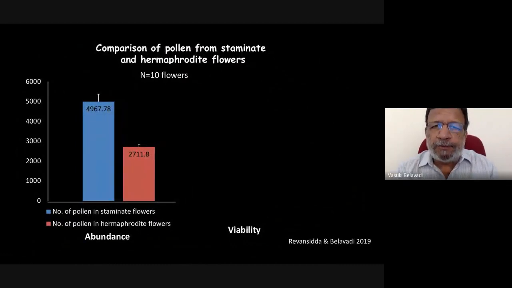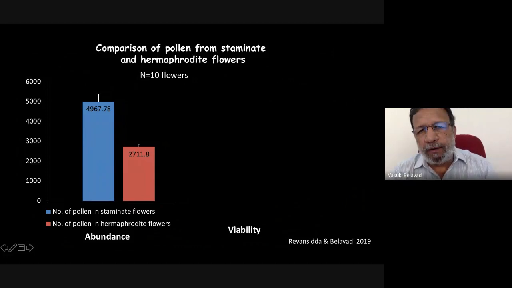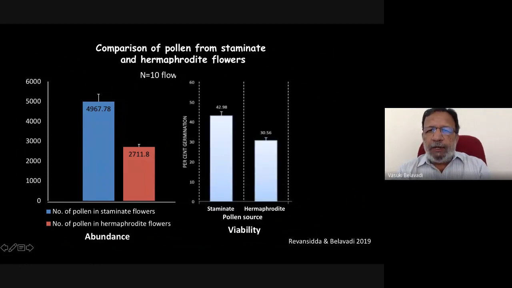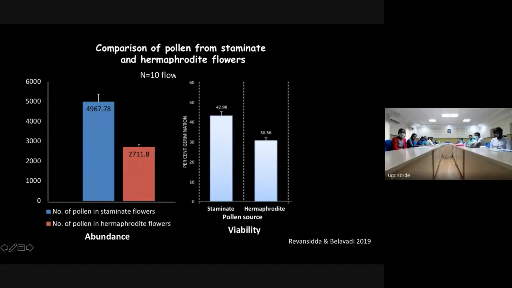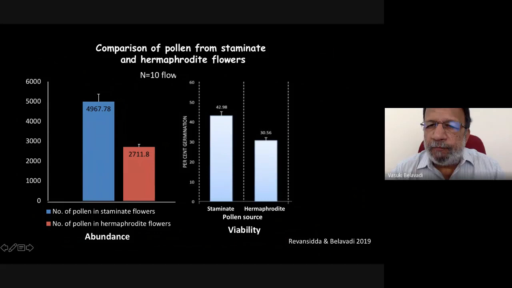When you compare the pollen from staminate and hermaphrodite flowers, in terms of abundance, you see that the staminate flowers produce a lot more pollen grains compared to the hermaphrodite flowers. It is almost double the number of pollen that is produced in hermaphrodite flowers. And when you're looking at the viability of the pollen, both are actually viable. The viability of the pollen from the staminate flower is significantly higher. It's about 43%, whereas that of the hermaphrodite flower is about 31%.